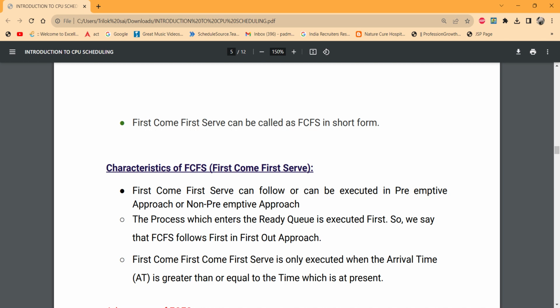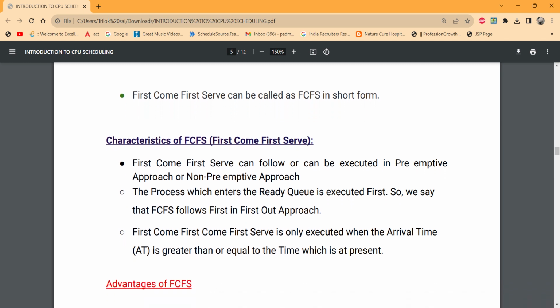I once again repeat, understand clearly, my dear friends. The process which comes first into the ready queue, whatever may be the priority of that process, whatever may be the state or the particular condition of the process, nothing will be bothered. If it is the first process to arrive into the ready queue, immediately the first come first serve algorithm will take the process and give it to the CPU, so that the particular process can complete its execution with the help of the CPU.